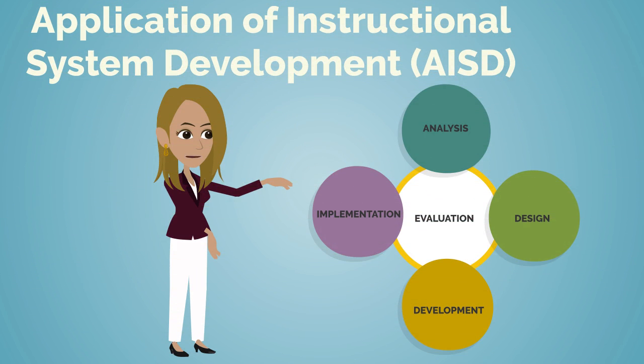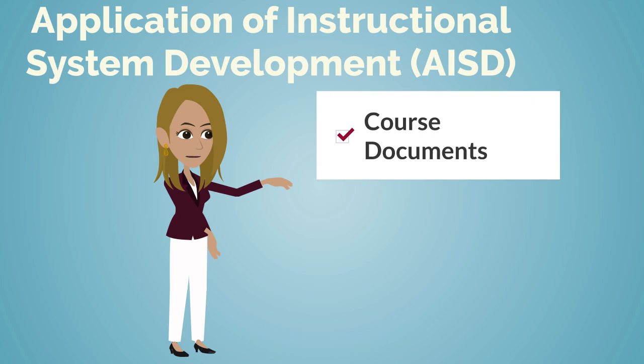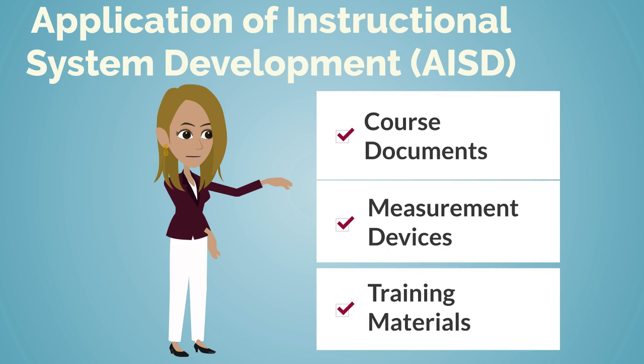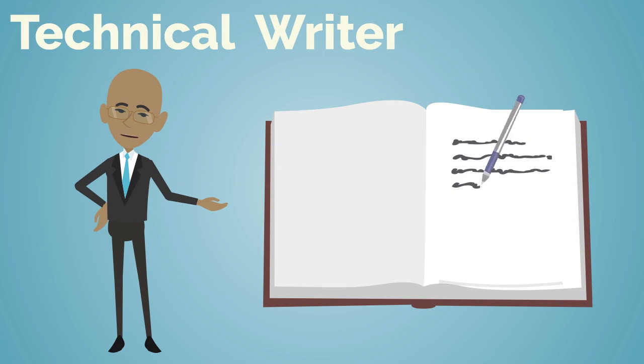The AISD course is a foundational course for instructional system developers, providing training on the development and maintenance of training programs. More specifically, AISD covers the development of course documents, measurement devices, and training materials necessary to implement the fundamentals of instructional systems development. Having a better understanding of instructional system design gained from the AISD course, the instructor can now progress further into the areas of curriculum development.